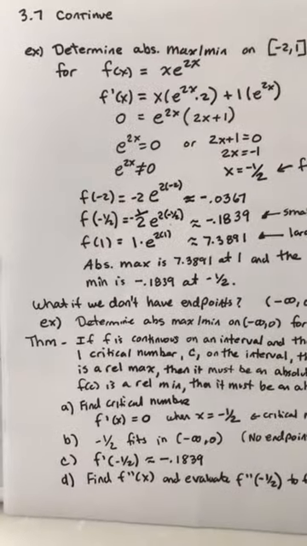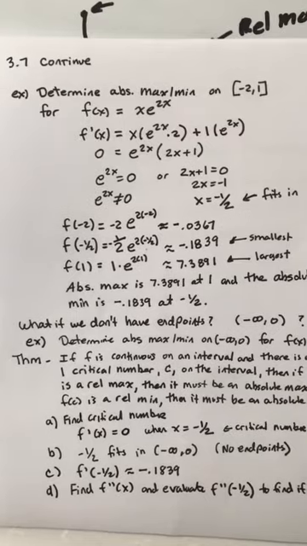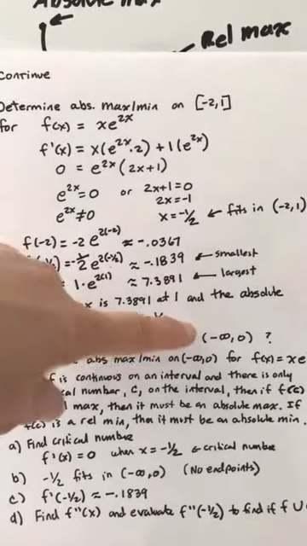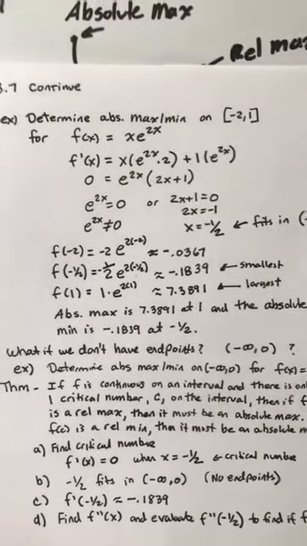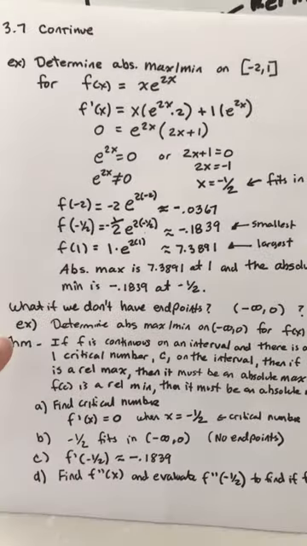Okay, let's go a little bit further. What if we don't have endpoints? What if we have an open interval? All right, so we're going to handle that differently. Here's an example.